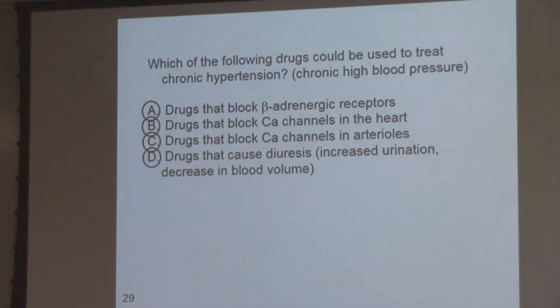Drugs that block calcium channels in arterioles, right? I sort of lumped B and C together when I was doing calcium channels. And drugs that cause decreased blood volume by increasing urination. Remember, if I decrease blood volume, I'm going to decrease stroke volume, and that will assist in decreasing blood pressure. So just so you know, these are all drugs that are used to treat chronic high blood pressure. Some of your grandparents are on maybe all 3 of these classes of drugs, depending on the severity of their disease.